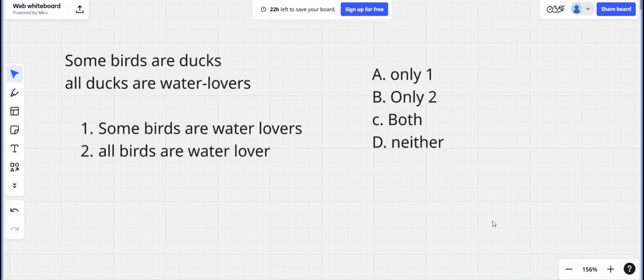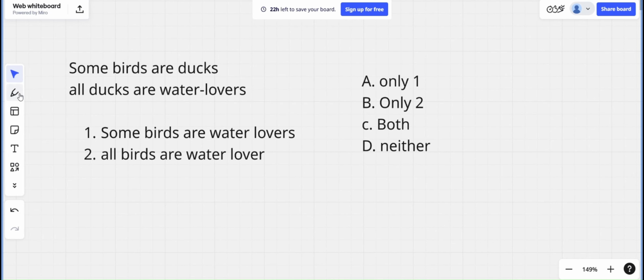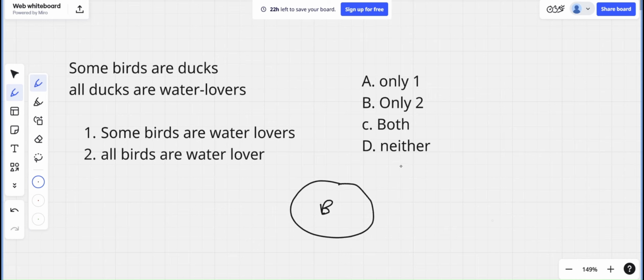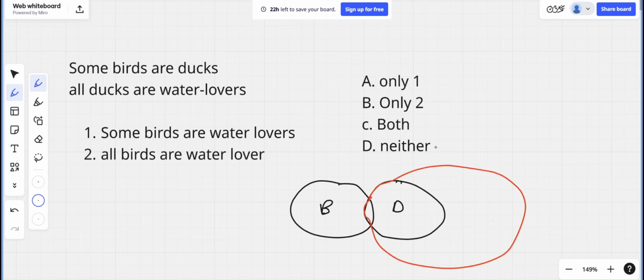Some birds are ducks means you will write like this. Some birds are ducks, you get it? And all ducks are water lovers. Since it says all ducks, you'll use this same line. All ducks are water lovers. So this is the chart.